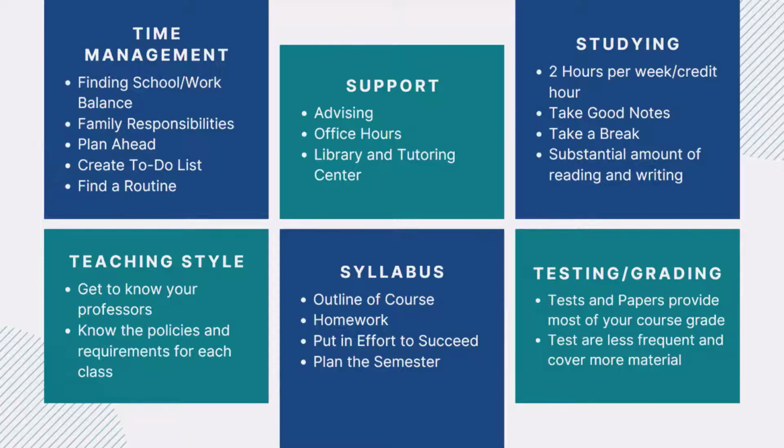Studying is pretty different in college. Your class might only meet once or twice a week, so there's a lot more homework between days. You can expect to spend about 2 hours per week for every credit hour. So if you're taking a 3 credit hour class, you can expect to spend about 6 hours on that class a week.